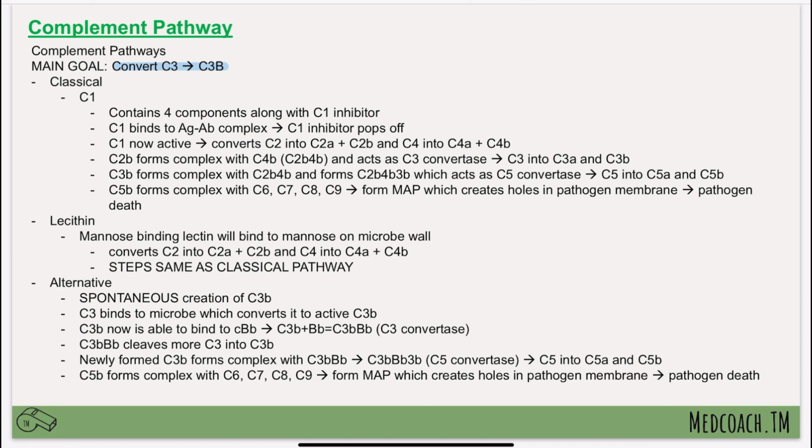So let's start by talking about the classical pathway, and I'm going to do the classical pathway in a green color. So classical pathway contains something called C1. C1 has 4 components, which I personally think are not too important to remember. And then they have a C1 inhibitor. So C1 basically looks like 4 components, and then it has this C1 inhibitor present as well.